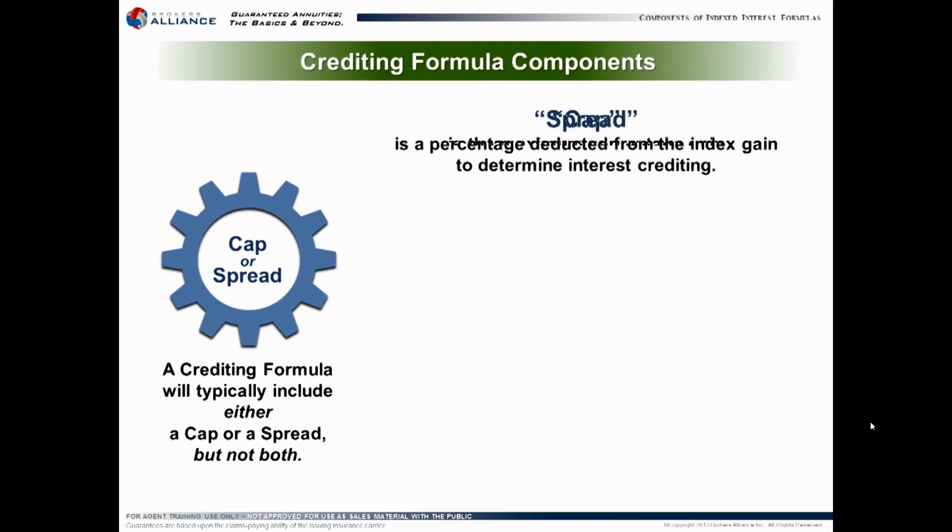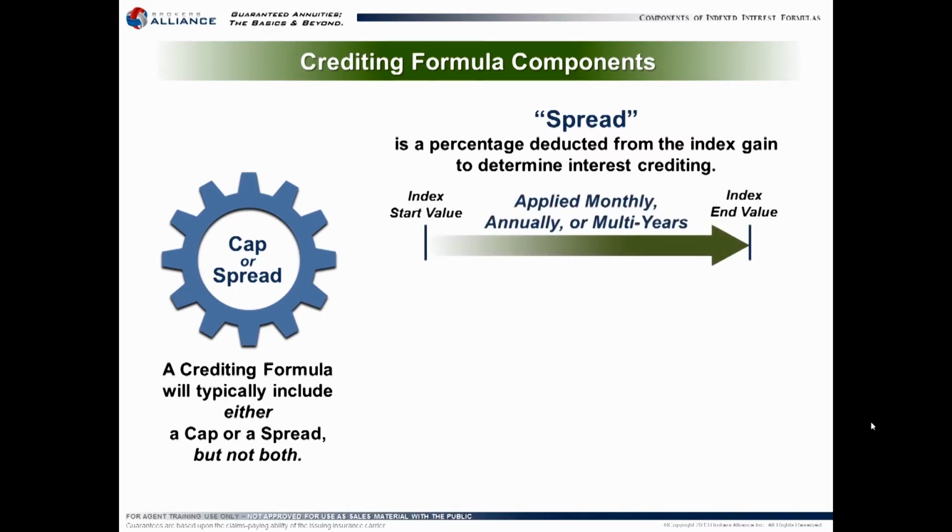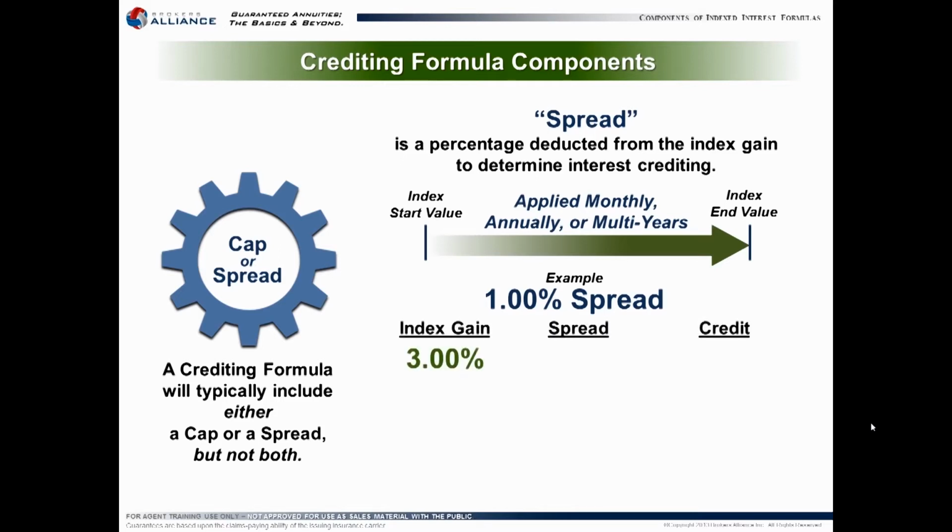Now the spread is different. A spread, if a product uses a spread, is a percentage that's going to be deducted from the index gain to determine interest crediting. Again, just like a cap, that can be applied annually, monthly, or over a period of several years, depending upon the crediting period that's being used. To take a simple example, let's assume that we have a strategy that uses a 1% spread.